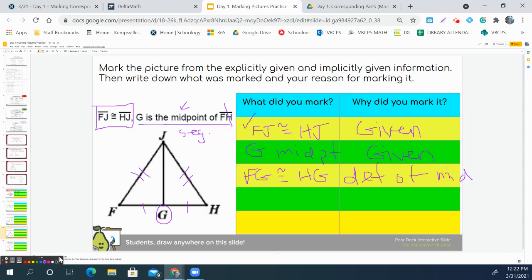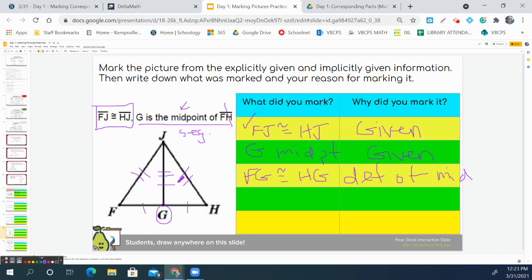It's so tempting to say it's 90 degrees because it looks like it's 90 degrees and it would probably measure 90 degrees, but we don't know it's 90 degrees. What do we know? We know the midpoint. We know G. And because we know G, we know FG and GH. What else do we know because those two triangles are adjacent? GJ in the F triangle is exactly the same as GJ in the H triangle.